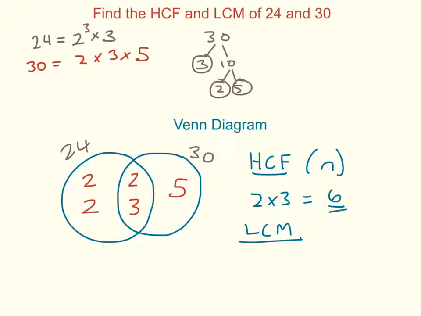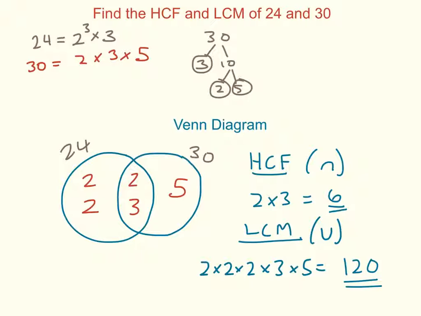My LCM, or lowest common multiple, then, I just multiply together all the numbers I see in my Venn diagram. So it's the union of the sets. So it's going to be 2 multiplied by 2, multiplied by 2, multiplied by 3, multiplied by 5, which gives me 120 as my lowest common multiple.